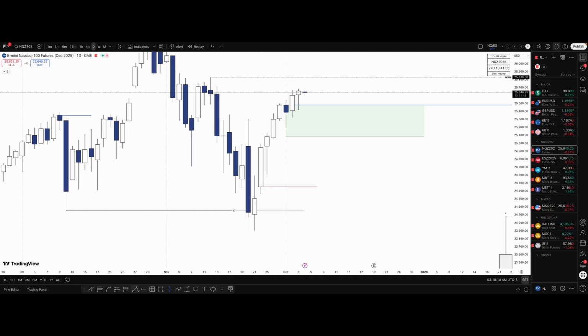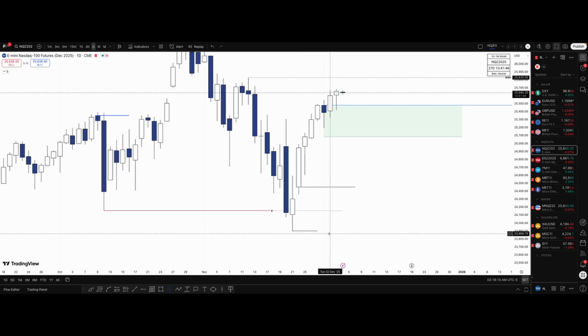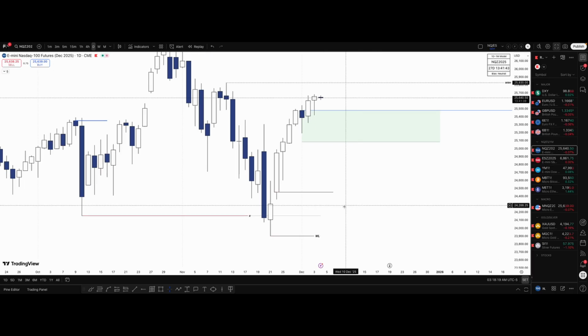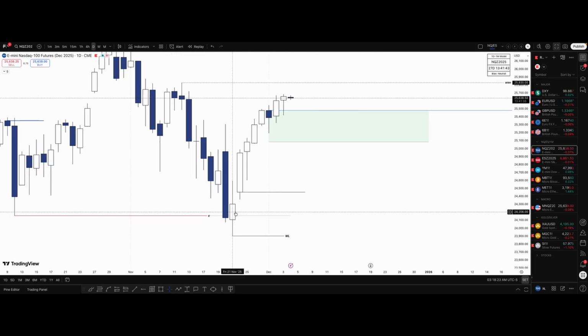But we have this monthly low here, weekly low here, right? This is the weekly low, isn't it? But what has the price done here? What has the price done here? The price has opened up with a gap, right? This is the new week opening gap.